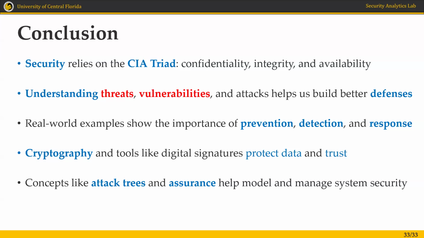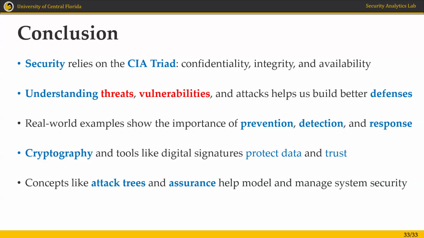So to wrap up, I think this is an intro level lecture for the next couple of chapters, such that everyone has a foundation or is exposed to the future concepts that will be discussed in class, such that we know that security relies on the CIA triad: confidentiality, integrity, and availability. We now understand what threats and vulnerabilities are, and there are many more to be explored. And attacks help us build better defenses.